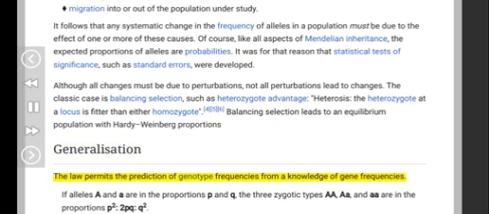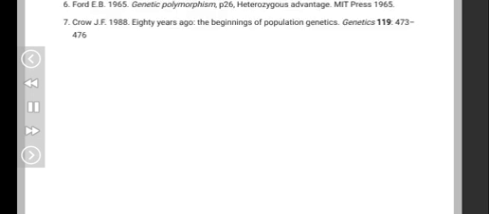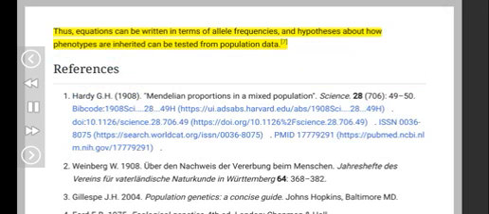Generalization. The law permits the prediction of genotype frequencies from a knowledge of gene frequencies. If alleles are in the proportions p and q, the three zygotic types AA, Aa, and aa are in the proportions p², 2pq, q². Thus, equations can be written in terms of allele frequencies, and hypotheses about how phenotypes are inherited can be tested from population data.